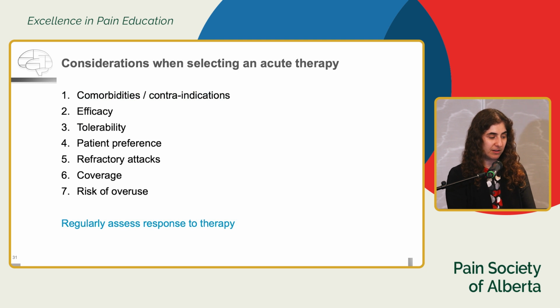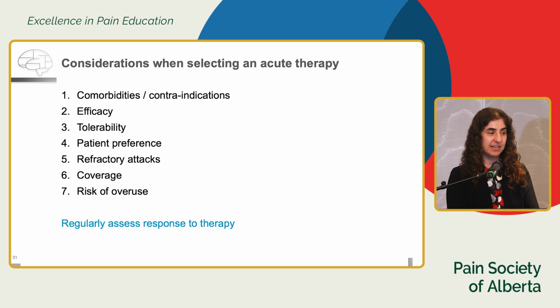So just putting it all together, in terms of considering an acute therapy for migraine, what are some of the things that we look at? Certainly we need to look at the patient's comorbidities or contraindications to medication use. We need to look at the efficacy profile of the medication, tolerability, and their preference. Some people will just say, I'm not going to do an injection, or I don't want to do a nasal spray, or I prefer not to do oral. So that definitely is an important factor.